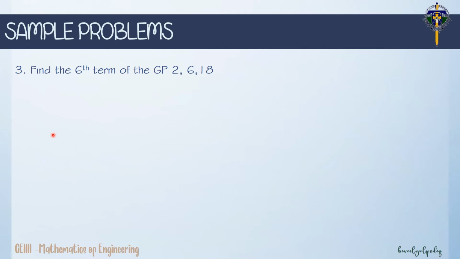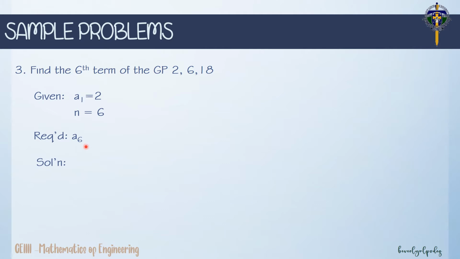Next problem, number 3. Find the sixth term of the geometric progression 2, 6, and 18. Again, first things first, we have to identify the given. The first term is given to be 2. And we also know that n is equal to 6. What are we required to solve? The value of the sixth term, or that is simply a6.